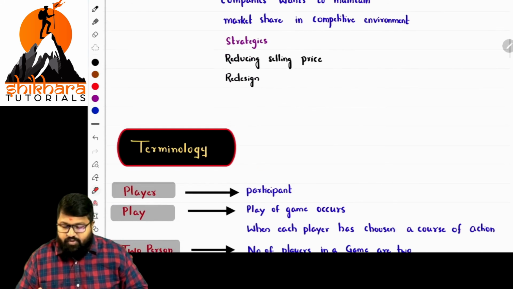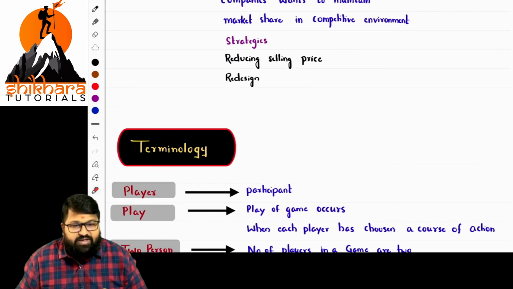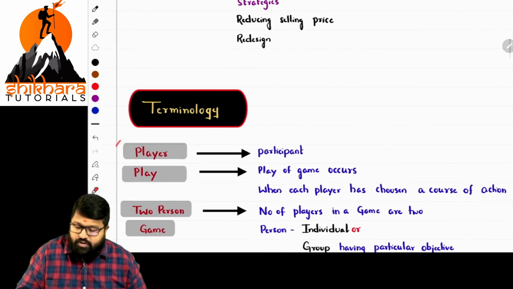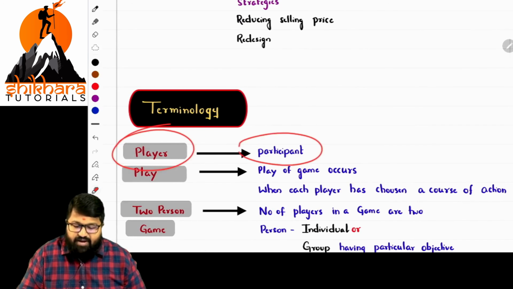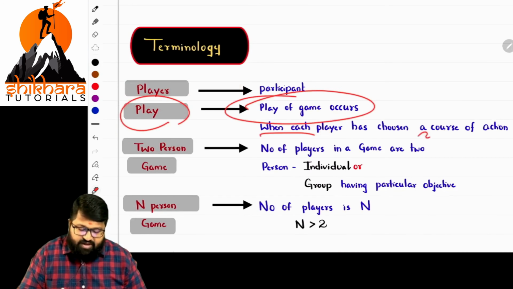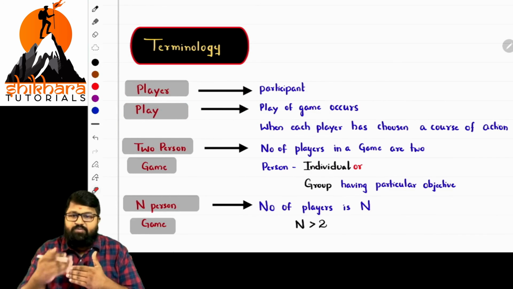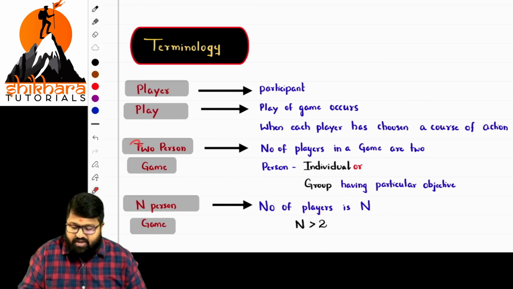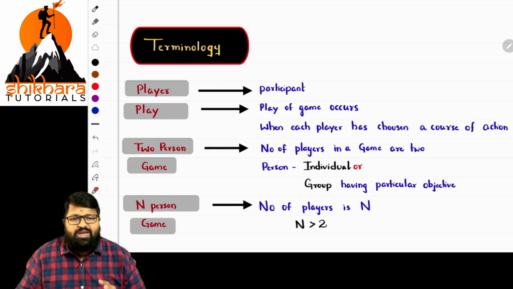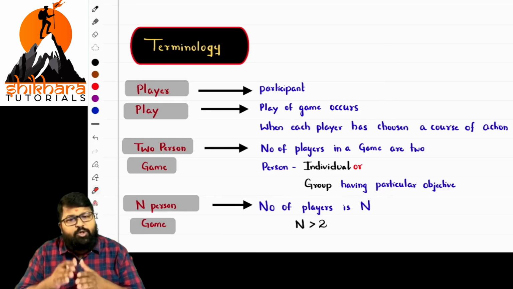Now, the most important aspect in game theory is terminology. First, who are players? That is nothing but participants. And what is the play? Play of a game occurs when each player has chosen a course of action. So he's not remaining silent, he's doing something. Then the play starts. Two person game normally does not mean only two individuals. It can be two teams also.